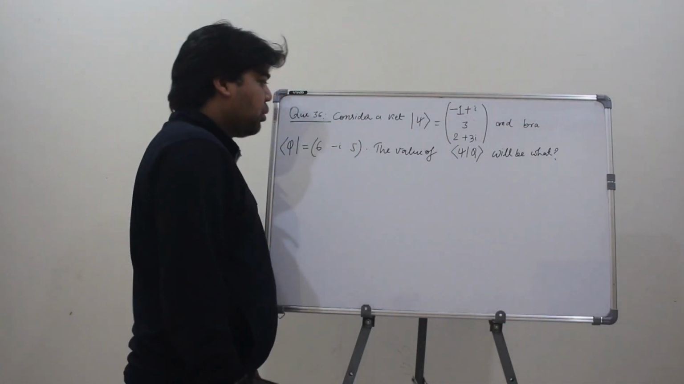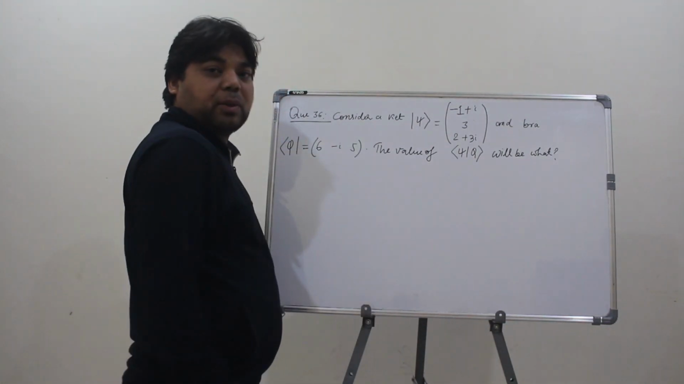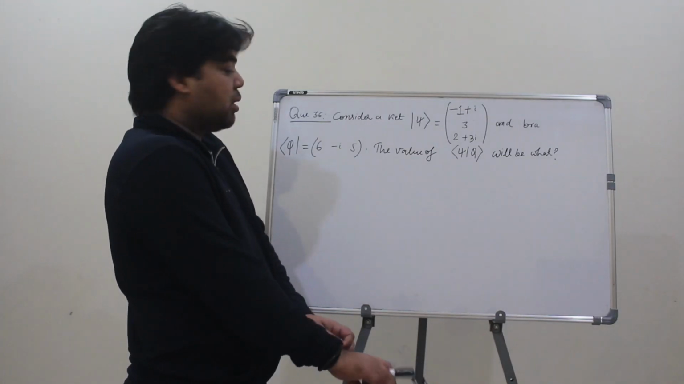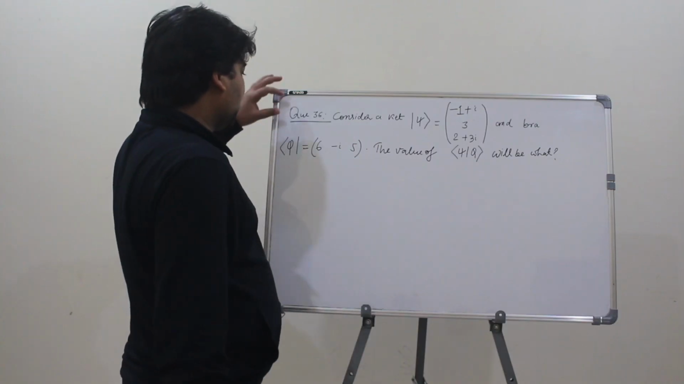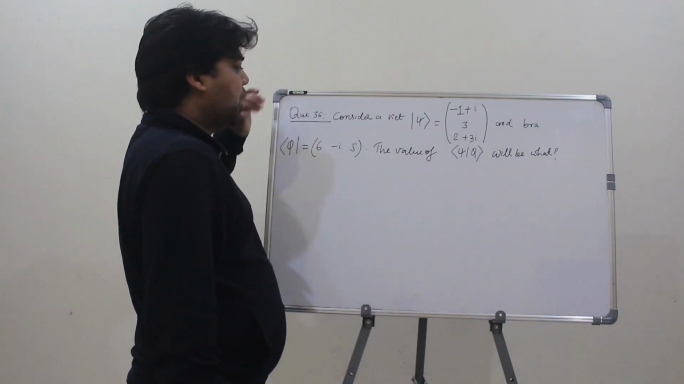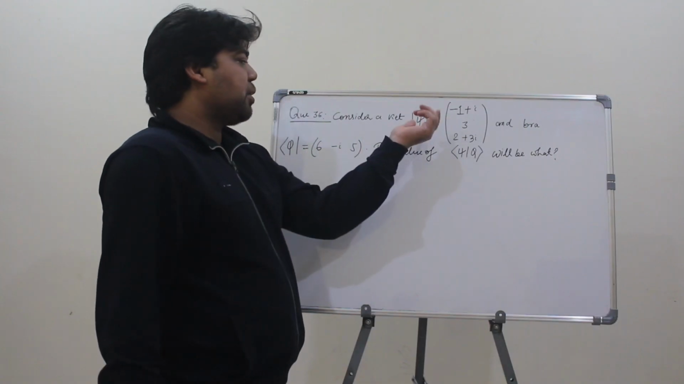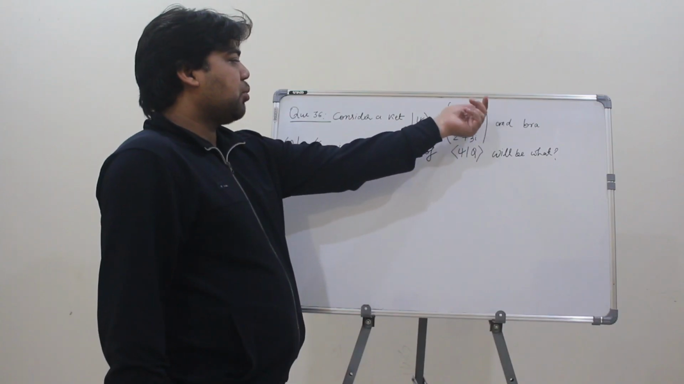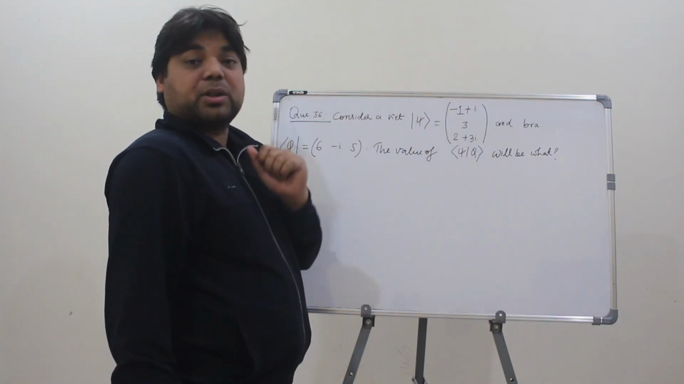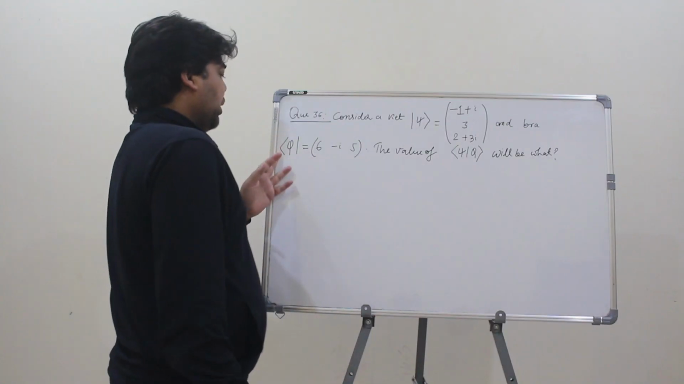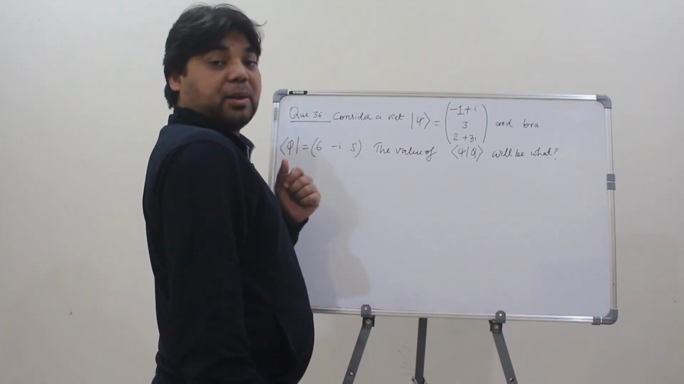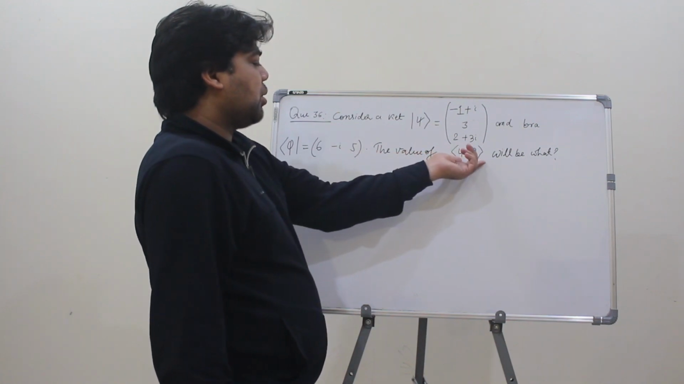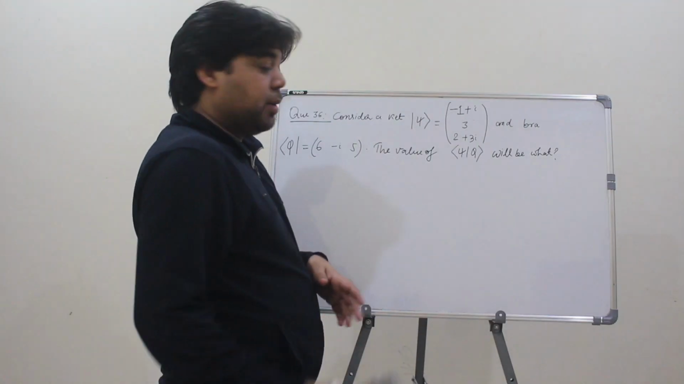Hey everyone, so today we are going to talk about a few more problems on quantum mechanics based on inner product and bracket notations, right? So let us start with problem number 36, which says: consider a ket defined as psi, with a column vector with elements minus 1 plus i, 3 and 2 plus 3i, and a bra phi defined as 6 minus i and 5. Now it is asked: what is the value of the inner product of psi and phi?